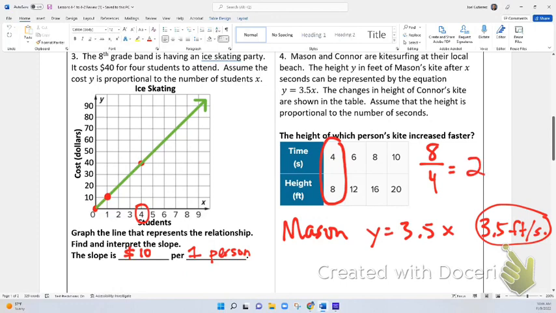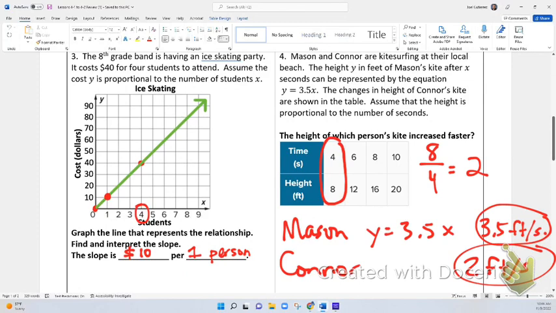So what is 8 divided by 4? 2. So if you look at all of these, 6 and 12, 8 and 16, 10 and 20, that means that every single second that goes by, he is able to go up 2 feet per second. So for Mr. Connor, we simply say it's 2 feet per second.